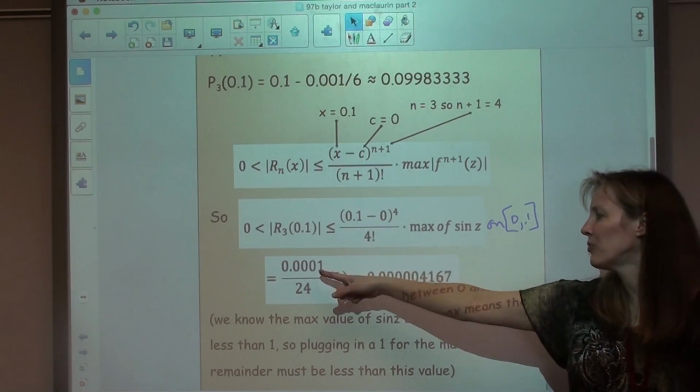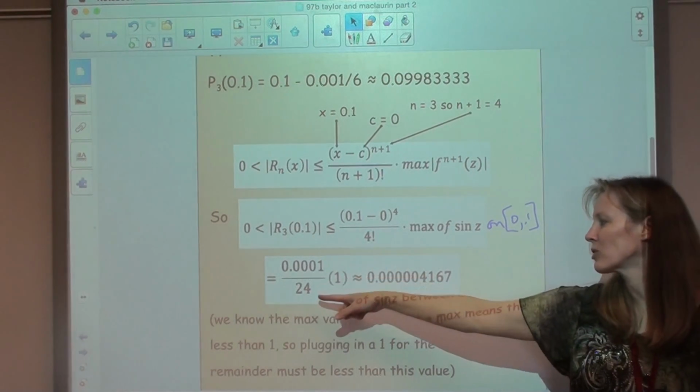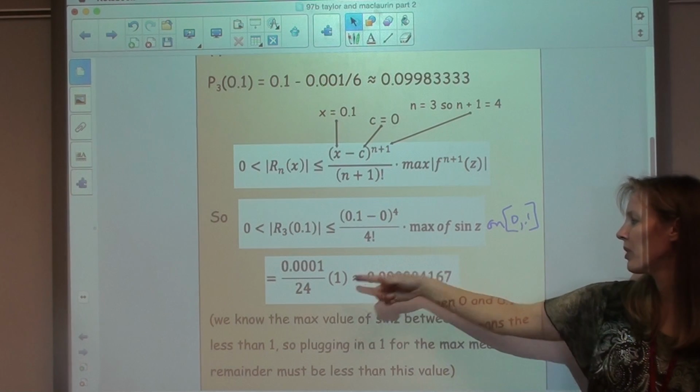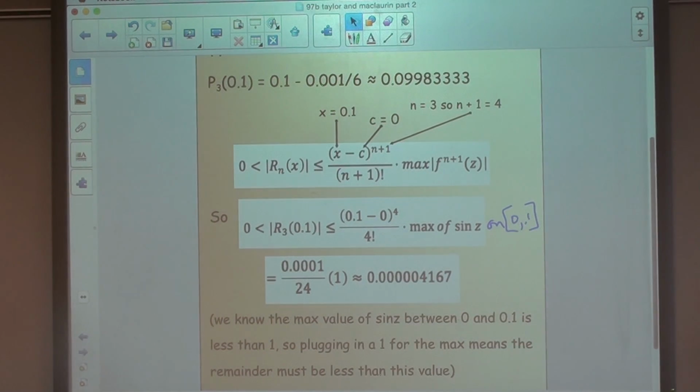So 0.1 to the fourth, 0.0001, 4 factorial is 24. So this is the max of sine z on 0 to 0.1 is 1. Is that true? No, it's the max of sine on all x, right, for all x, but it's not the max of sine on the interval from 0 to 0.1.